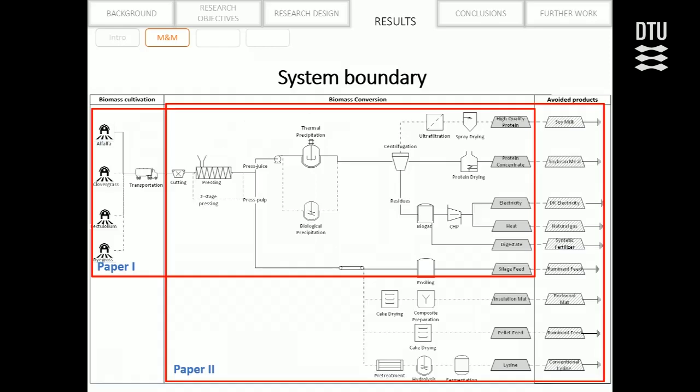Those are the system boundaries of the process simulation and the LCA, and you can see how the 2 papers investigated different aspects of this. Paper number 1 looked mainly at the effect of the feedstock, and we played a little bit with the parameters in the process simulation, and we looked also at alternative energy sources. While in paper 2, we take a closer look at the biorefinery, and we assess different processes, for example here, and different products.